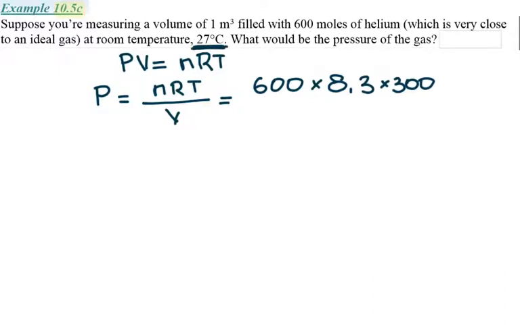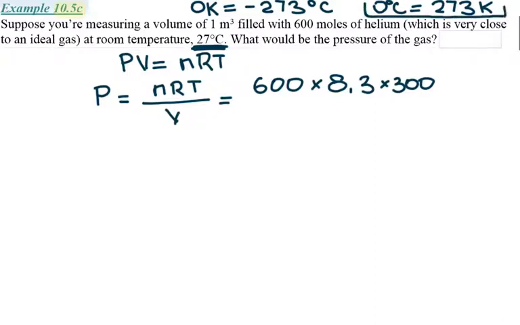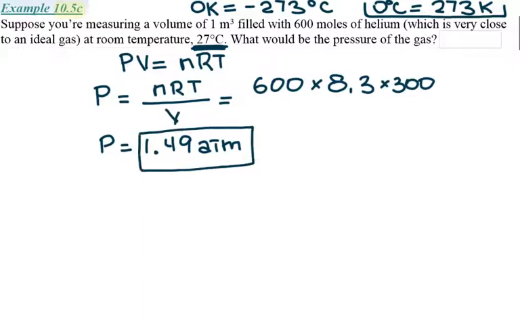So the temperature is given in Celsius, and I know that 0 Kelvin is negative 273 Celsius, or 0 degrees Celsius is 273 Kelvin. So because it's 27 degrees Celsius, I add to both sides 27 and I get 300 Kelvin. So I know that the pressure under these conditions is equal to 1.49 atmospheric pressure. And atmospheric pressure from the previous videos, if you remember, that means 10 to the 5th. So it's 1.49 10 to the 5th Pascal.